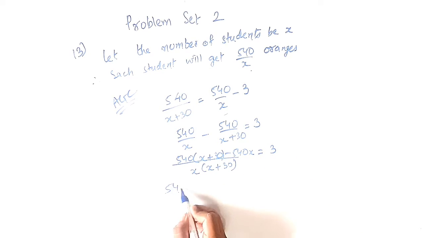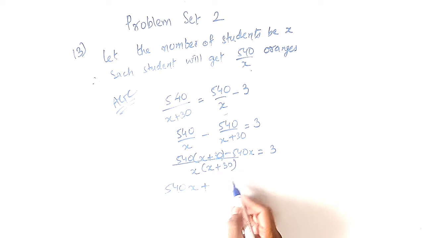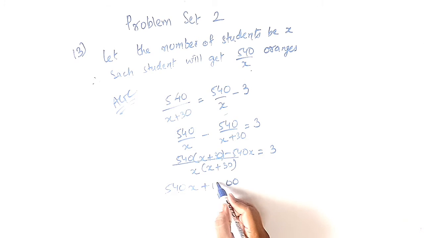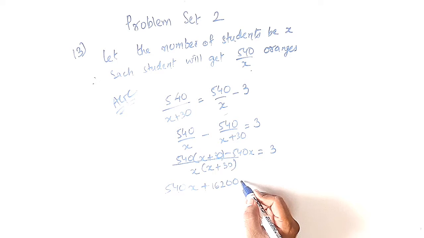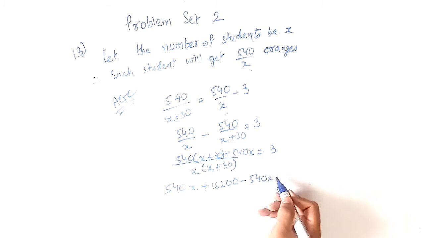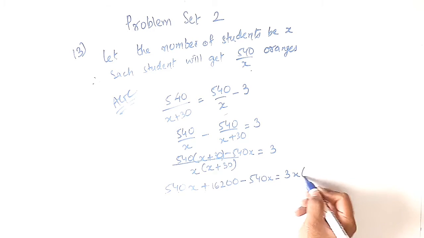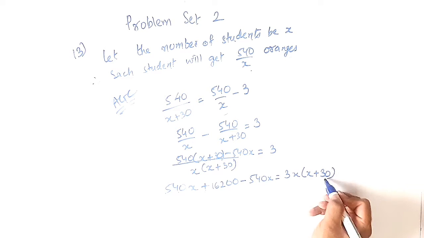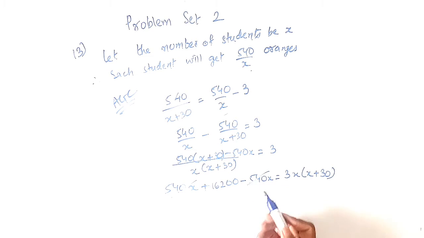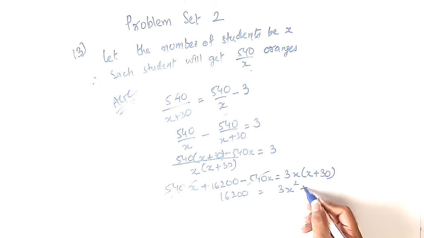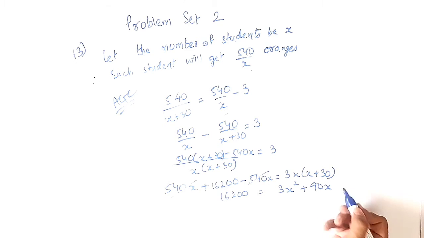So this becomes 540x plus, 54 3s are, what is 54 3s? 162, correct, 16,200, minus 540x equals to 3x bracket x plus 30. Okay, this is simple cross multiplication. Now you can see 540x minus 540x will get cancelled. 16,200 as it is, this will become 3x square plus 3 3s are 90x.